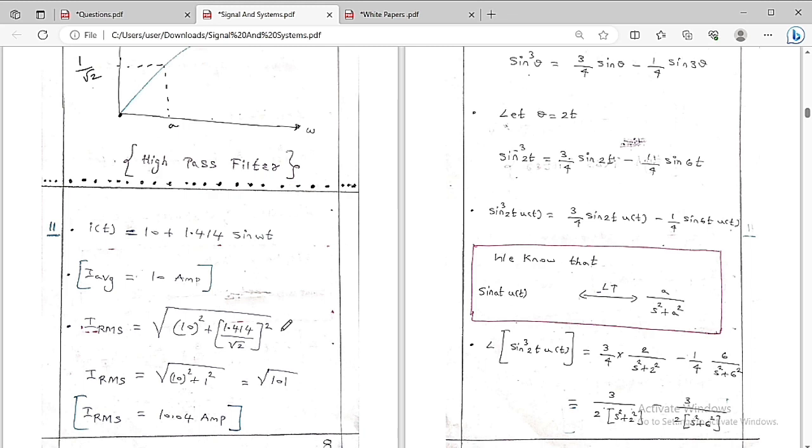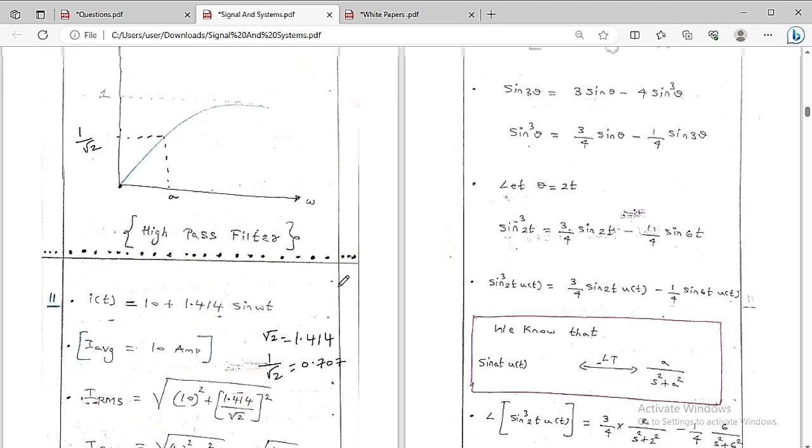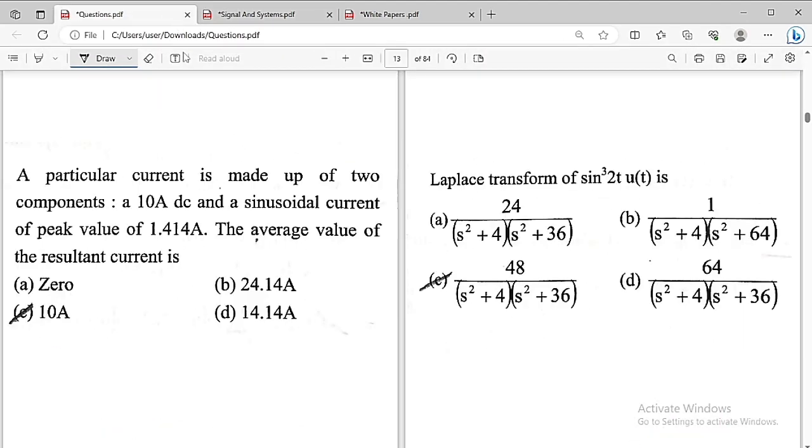And you have to always keep in mind that root 2 is nothing but 1.414, and 1 by root 2 is nothing but 0.707. These values you always have to keep in mind. So this is the correct solution of this question. What is the average value? It is equal to 10 ampere. That is the reason I took the answer as 10 ampere. So this is the correct solution of this question.